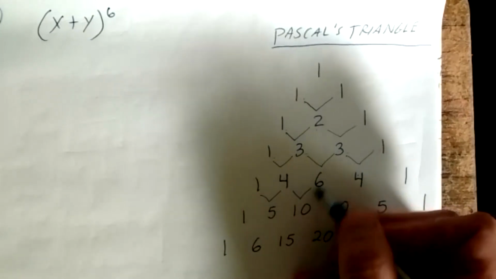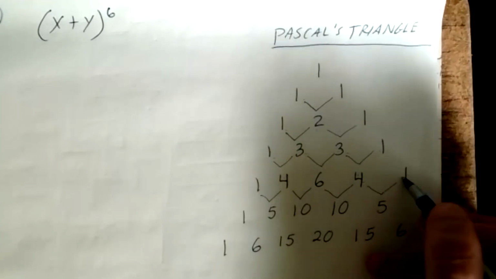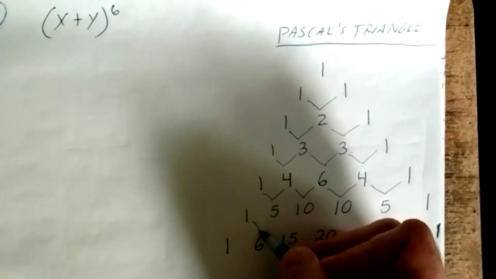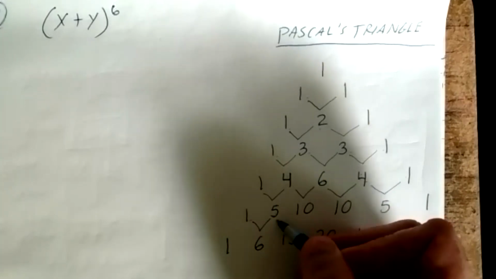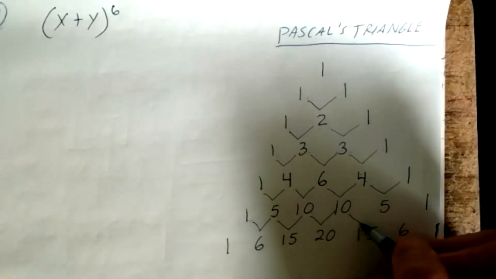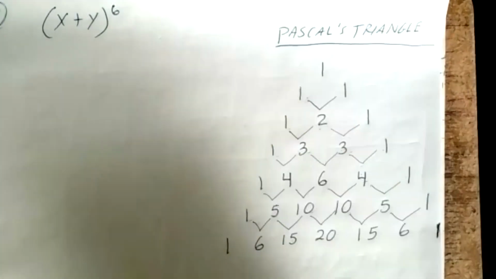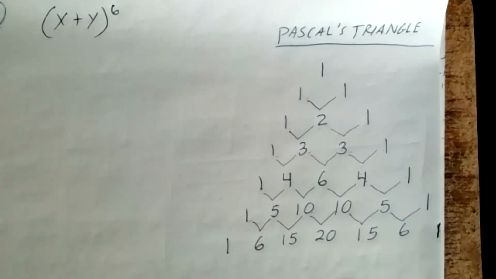10 is obtained by adding 4 and 6 together. 6 plus 4 is 10. 4 plus 1 is 5, etc. 1 plus 5 is 6. 5 plus 10 is 15. 10 plus 10 is 20. 10 plus 5 is 15. 5 plus 1 is 6, etc. All right, this is called Pascal's triangle.